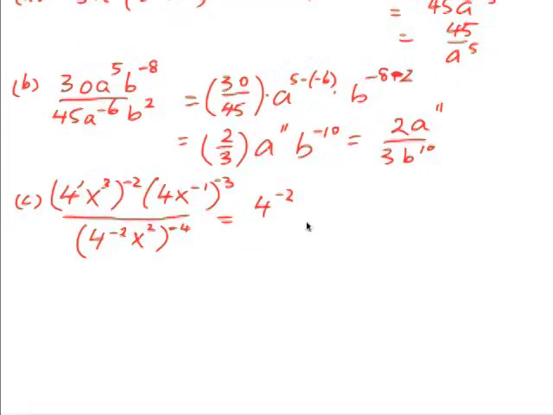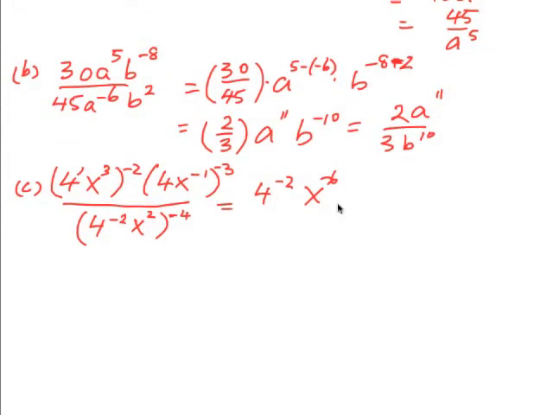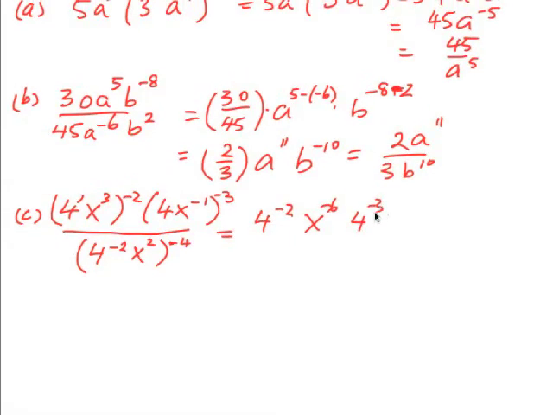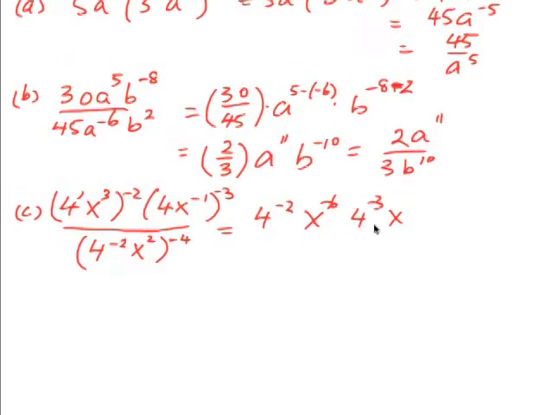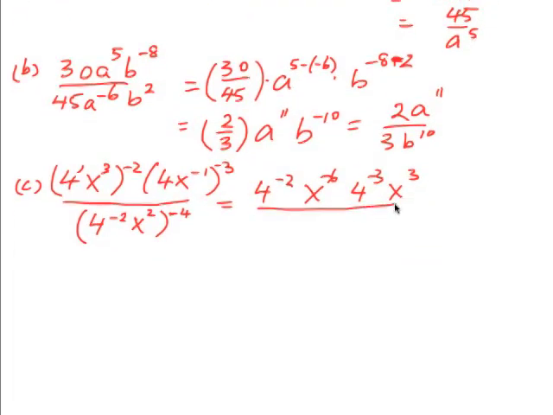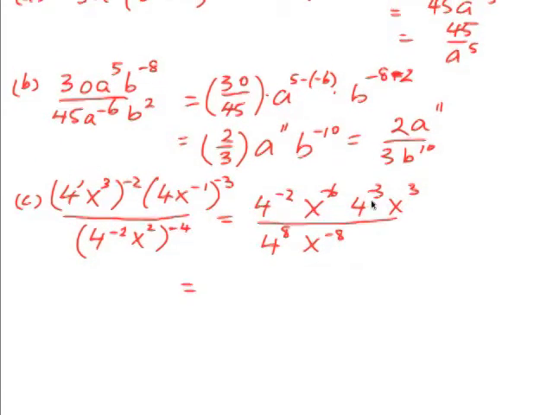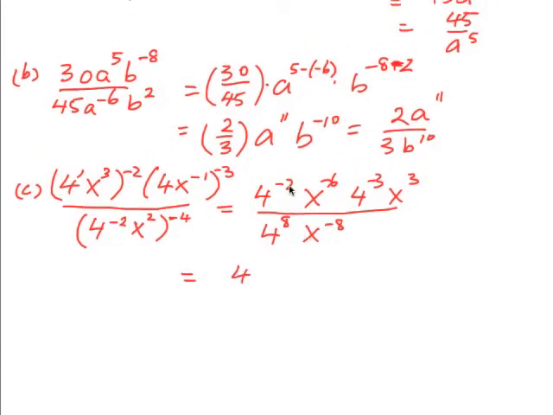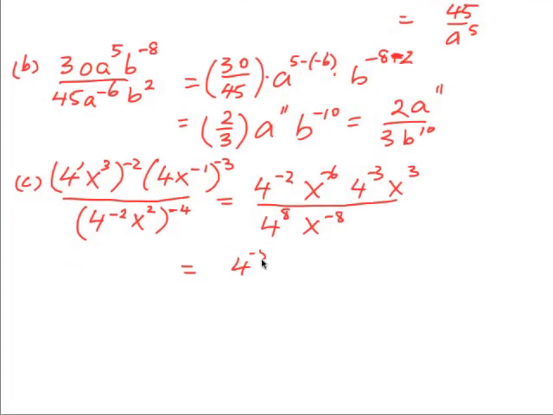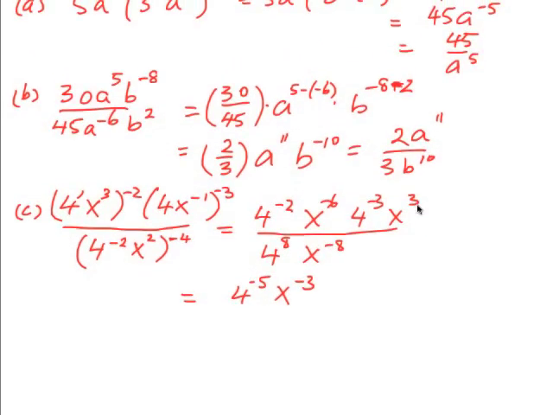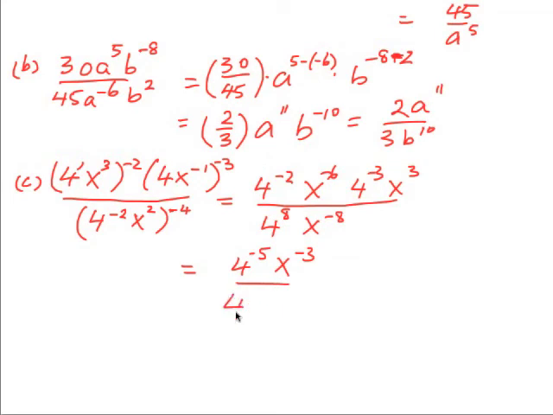because this is like a 1 here. We have x to the negative 6. In this one we have 4 to the negative 3, and we have x to the negative 1 by negative 3 is 3, all over 4 to the, let's have a look here, so negative 4 by negative 2 is 8. Okay, and we have x to the negative 8. Right, so we end up with, doing the top part here, we're going to have 4 to the negative 2 plus negative 3 is negative 5. And we're going to have x to the negative 3, because negative 6 plus 3 is negative 3, over 4 to the 8.